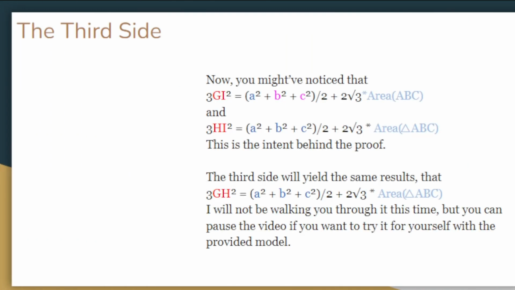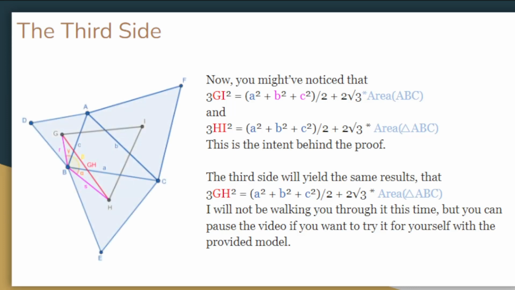Now you might notice that these two quantities that we've calculated are in fact equal, and that's the point behind the proof: that we prove that each of these lines is equal to (a squared plus b squared plus c squared) over 2, plus 2 times the square root of 3 times the area of ABC.